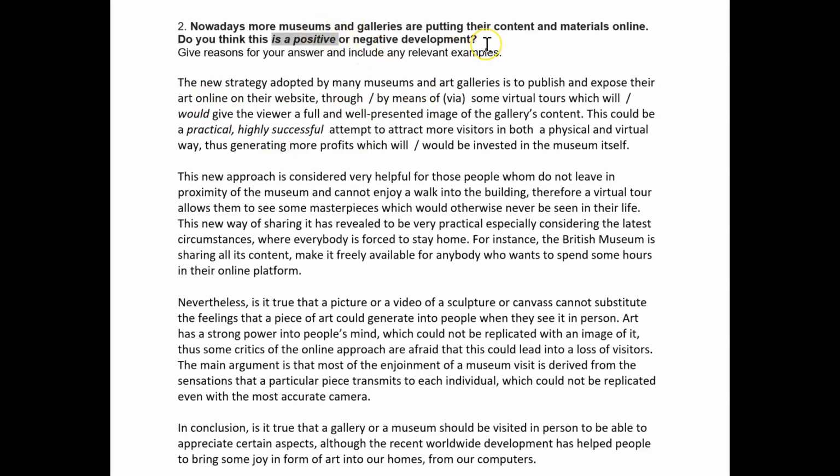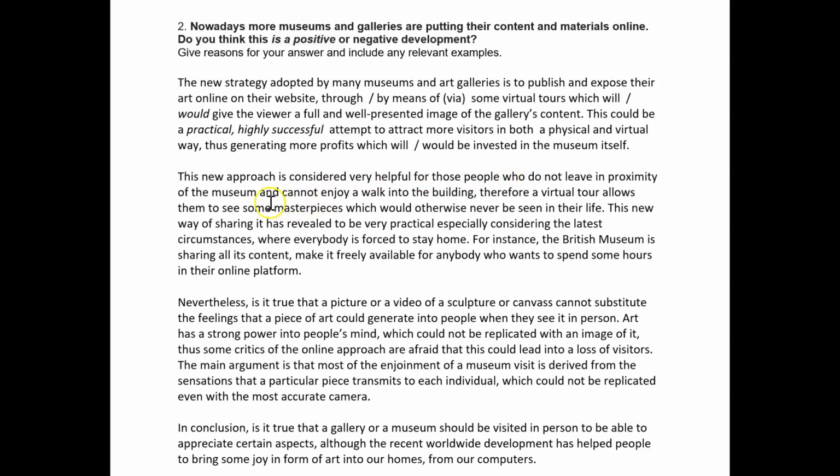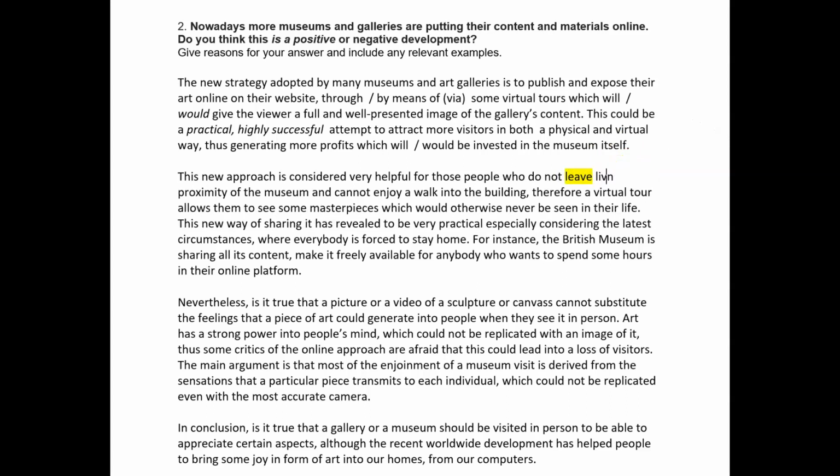I think these are some of the most difficult questions, the ones with 2 parts to the question, in a way. This new approach is considered very helpful, good for those people who, you don't need whom, who do not live, not leave, as in I can't leave my house, but do not live in the proximity of the museum and cannot enjoy a walk into the building.